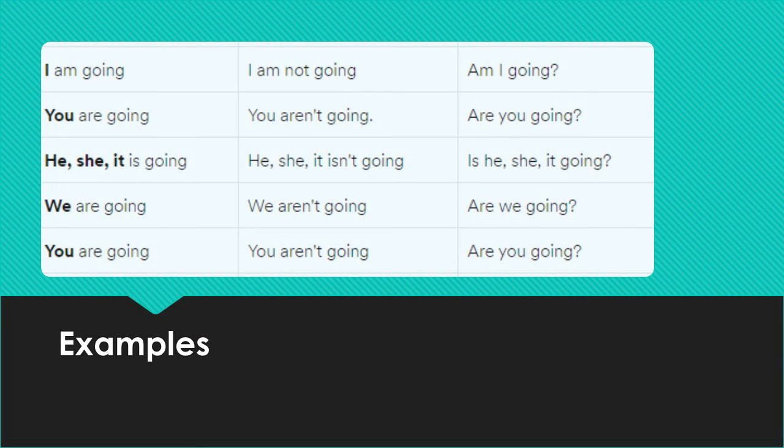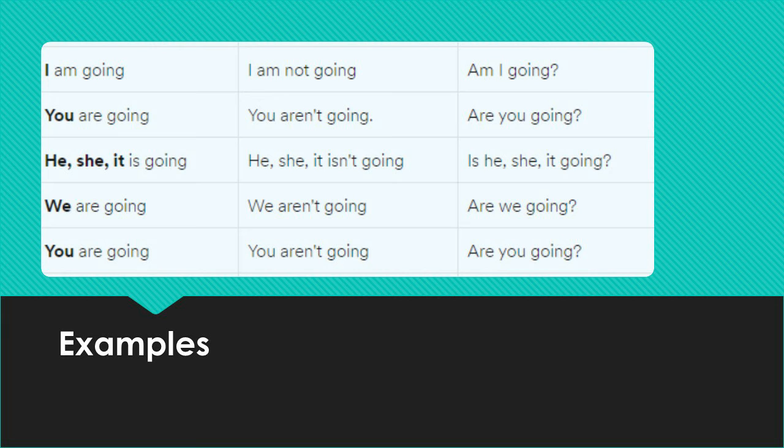Right, guys. So in order that you can understand the present continuous and how you can use it in the best way, we have here some examples. We have here affirmative, negative, and question. For affirmative, we have I am going. For example, I am going to school. I am going to the theater, or something like that. You are going.